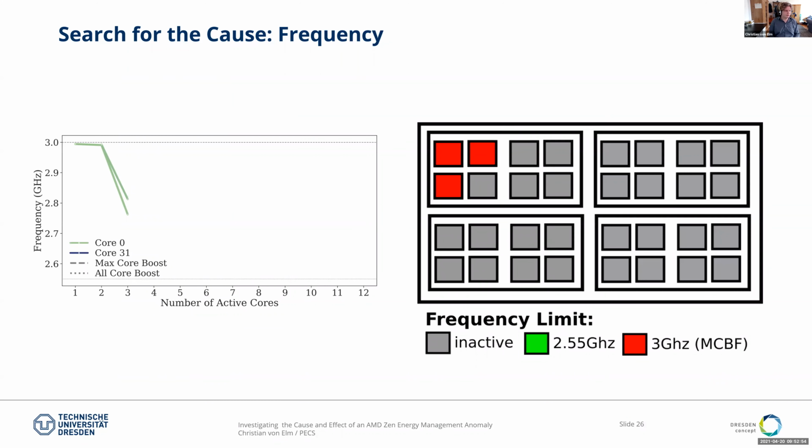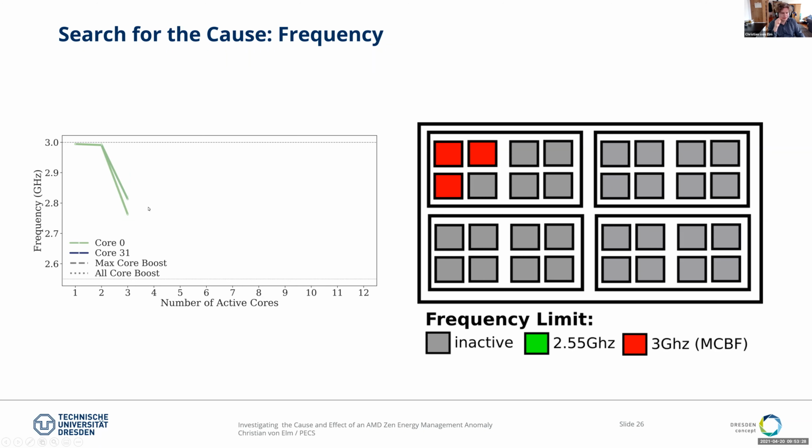I want to introduce frequency step by step so that I can explain what happens, why the frequency changes in the way it changes over the run of our test. So what you can see here is the state at 3 active cores. As you can see, the frequency limit for those 3 active cores is 3 gigahertz because the criterion for maximal boost frequency is given.